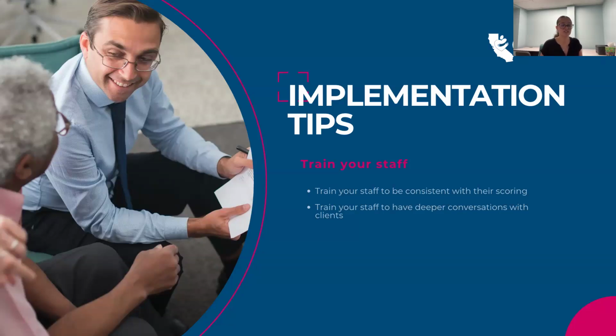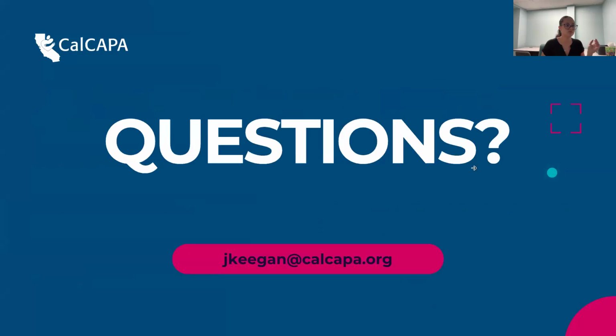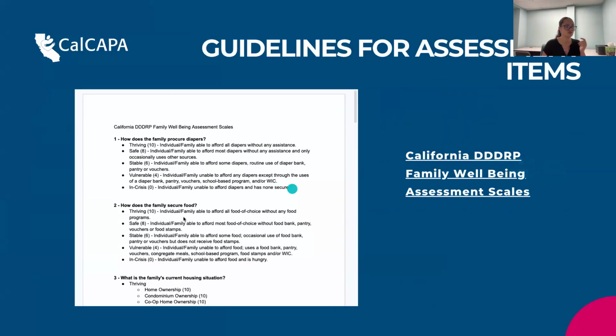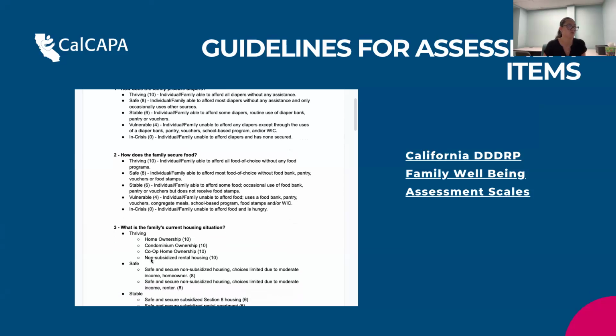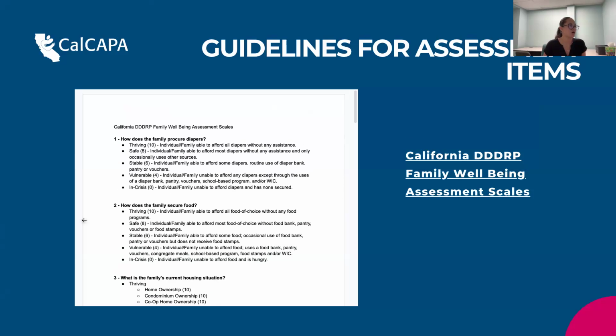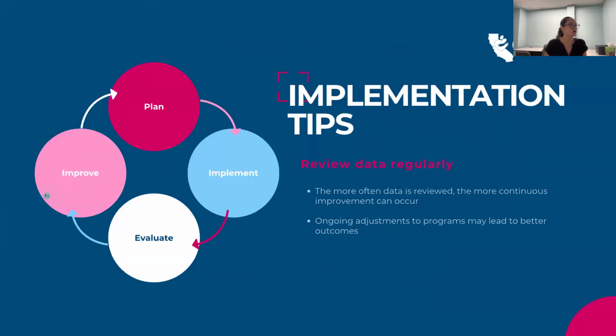Like I said, there are pretty specific definitions for each scoring entity. So really making sure that your staff members know what each number means, what thriving means, what safe means, what stable means. Because like I said, if one person thinks in crisis is one thing and another person thinks it's another, it can affect your data.